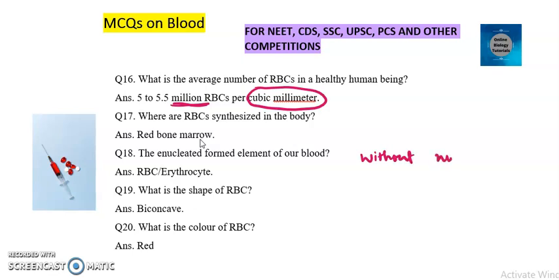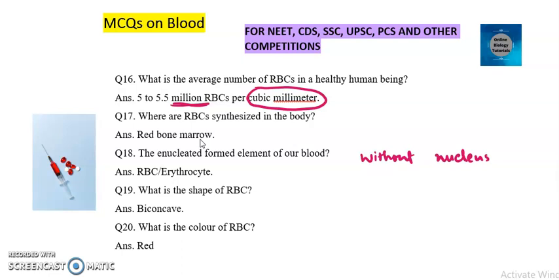And what does the nucleus actually do? It is the control center of the cell. So RBCs or red blood cells or erythrocytes are the formed elements of the blood that are without nucleus. What is the shape of RBC? So they are biconcave.